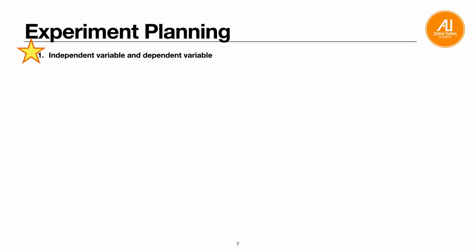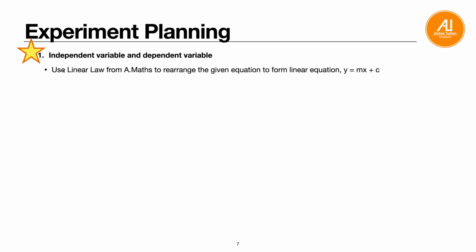So the first point is the variables. You need to mention the independent variable and the dependent variable in your report. Sometimes you might need to use the linear law from your A-Maths to rearrange the given equation into the format y equals mx plus c. The reason for doing that is so that you can identify which one is your y-axis variable and your x-axis variable, as well as your gradient and y-intercept. Your gradient in this case will be your m, and your y-intercept will be c. But in the question, c might be in terms of some other variables.